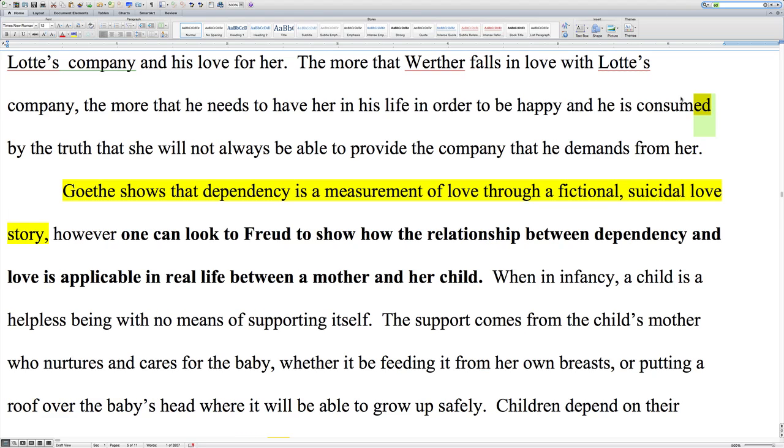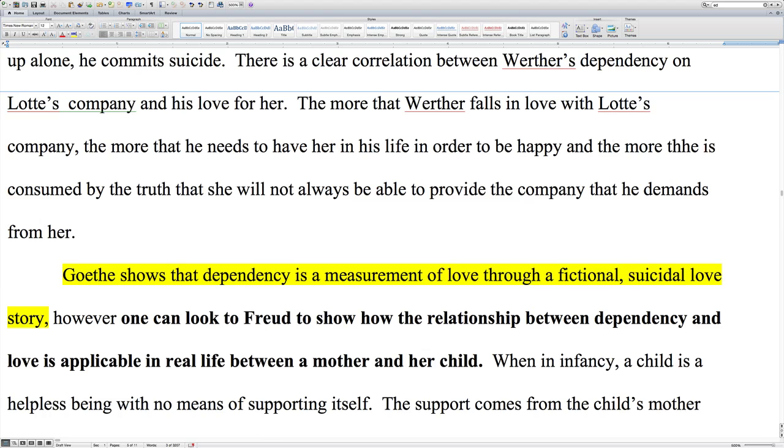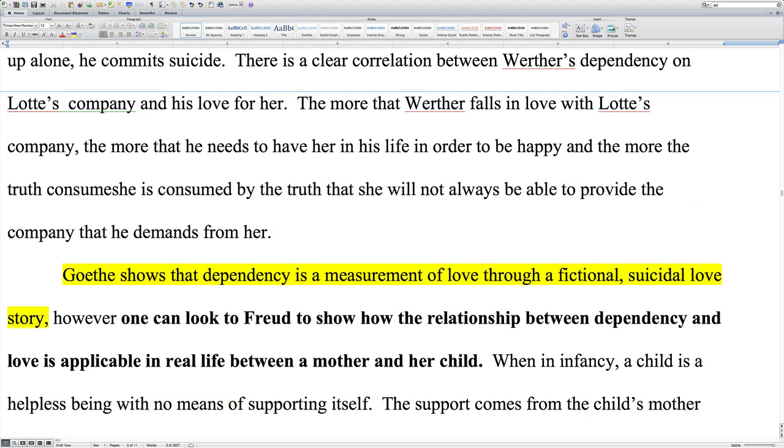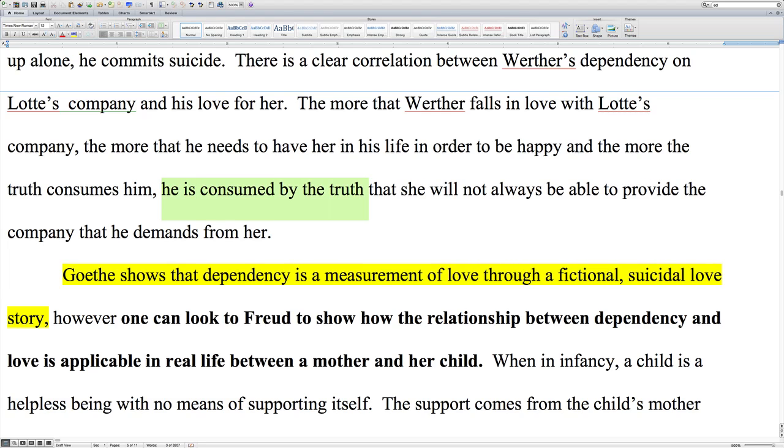Here, he is consumed by the truth. Perfect. And sometimes you've actually got your agent hidden in the sentence somewhere. You just have to flip it around to the front. So very easy. The more that he needs to have her in his life in order to be happy, and the more the truth consumes him, the truth that she will not always be able to provide the company that he demands for her consumes him.